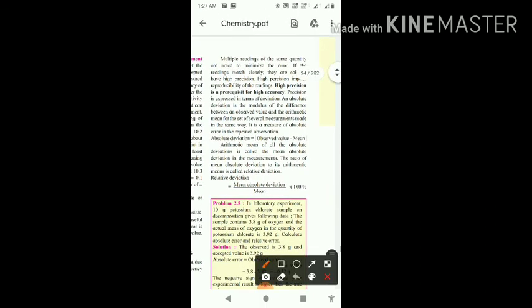This is how you will get the deviation, and we always express precision in terms of deviation. For that we need to know about two types of deviation, absolute deviation as well as relative deviation. With the help of these formulas you can easily calculate these values. After this we are going to discuss a numerical, which is most important.